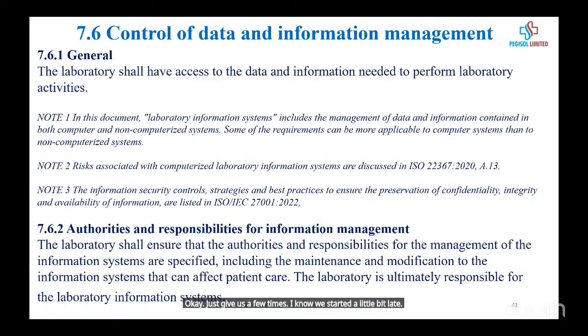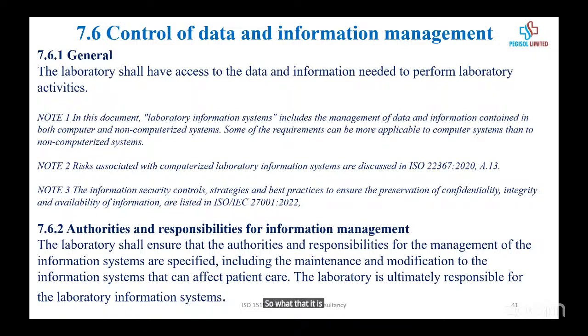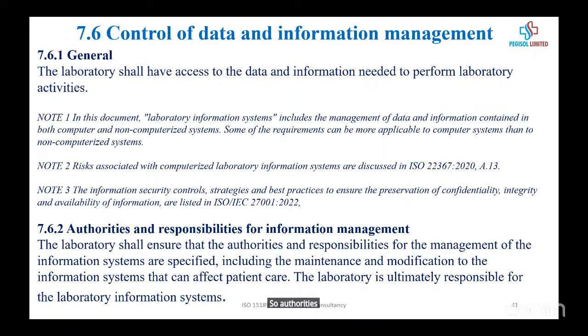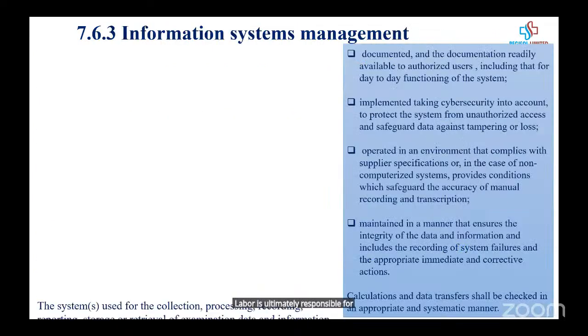So 7.6 talks about control of data and information management. So this has to do with managing our information, whether it is paper-based or computer-based. Most of what I discussed here has to do with the computer-based laboratory information system. The lab shall ensure that the authorities and responsibility for managing the information system are specified, including maintenance and modification of the information system that can affect patient care. The laboratory is ultimately responsible for the laboratory information system.